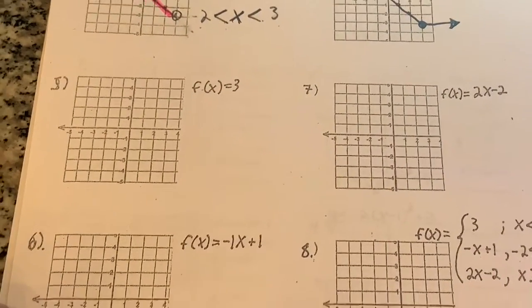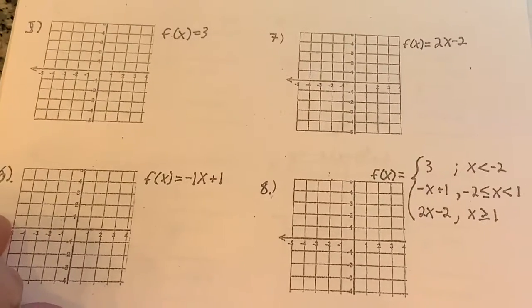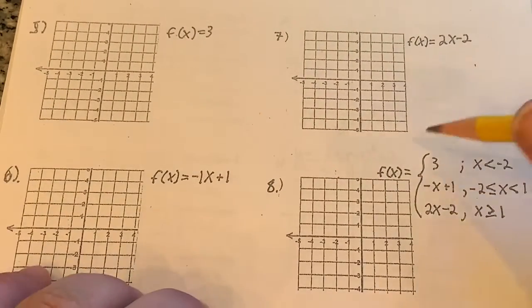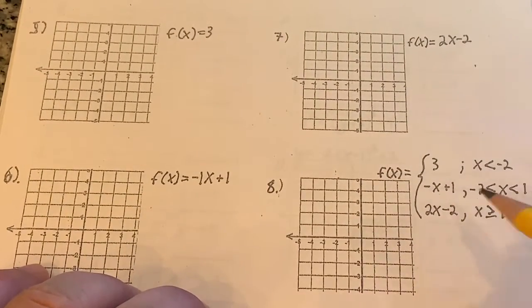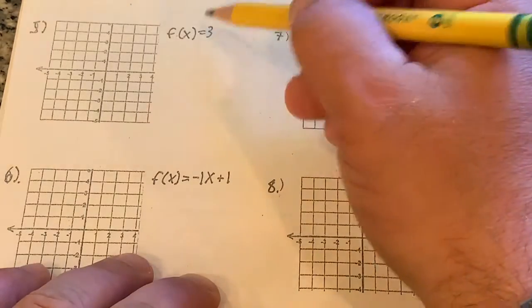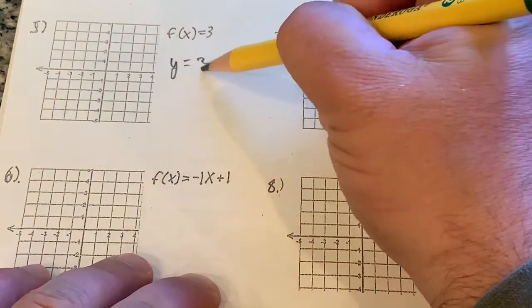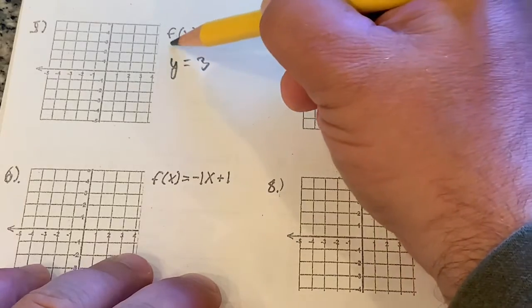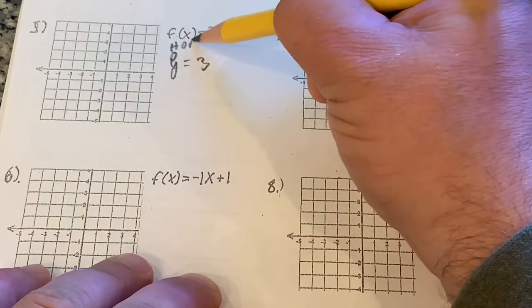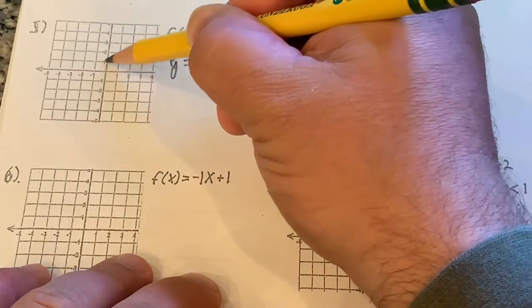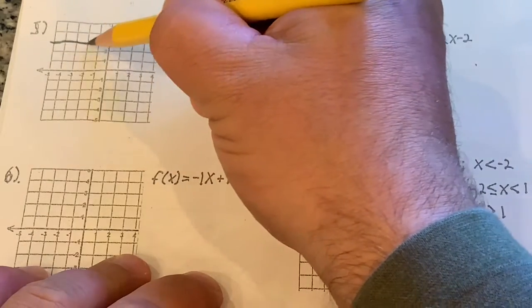Four more graphs. This is the actual question, but in order to graph the piecewise, I first want to graph y equals 3. F of x equals 3 is the same as y equals 3. That is a horizontal line through y equals 1, 2, 3.